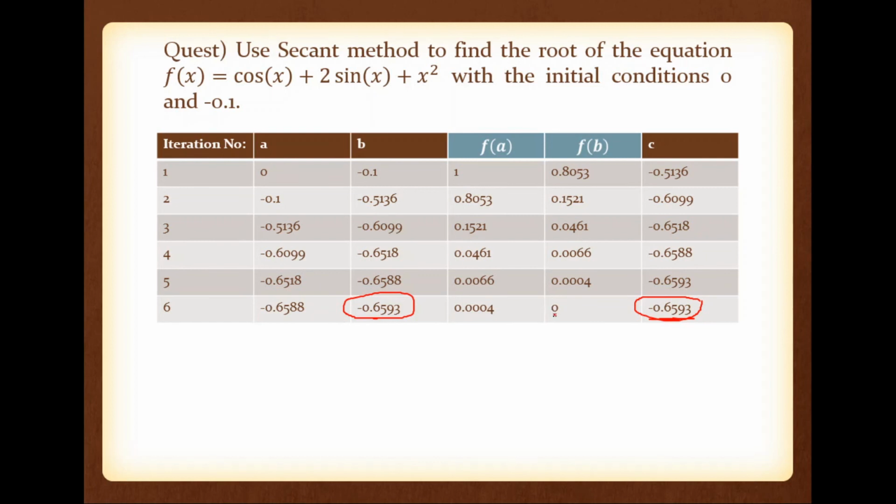Okay, so either we can use this f of B condition to stop the iteration, or we can check whether the C value and the B value are the same, or the C value and the previous C value are the same, to stop the iteration. So you can see that the numerical root is equal to minus 0.6593. So this is the numerical root.